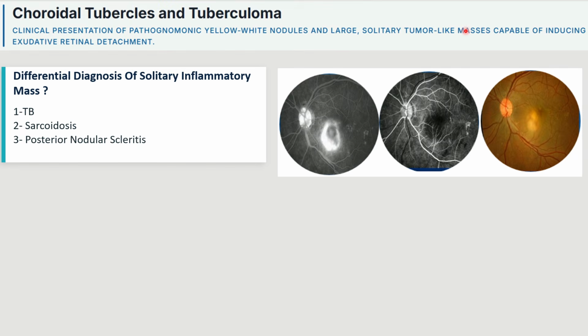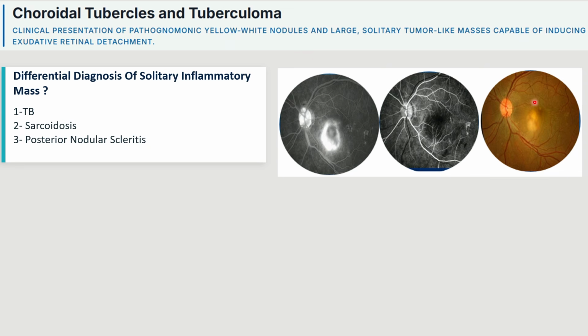One of the important things for you as a postgraduate student is to be able to answer this question regarding the difference between tuberculoma and choroidal tubercles. As the name implies, tuberculoma refers to a single solitary mass, usually yellowish in color, occupying the posterior pole of the patient with presumed ocular tuberculosis.